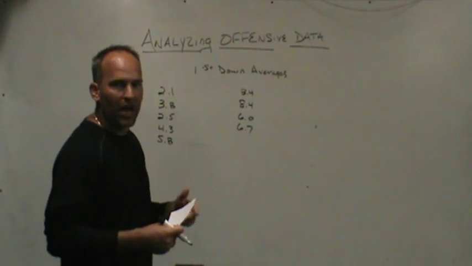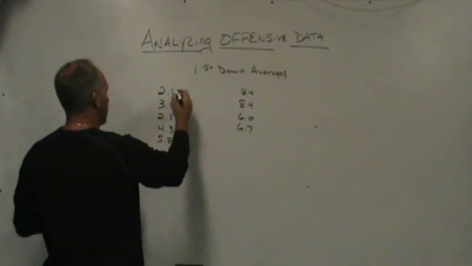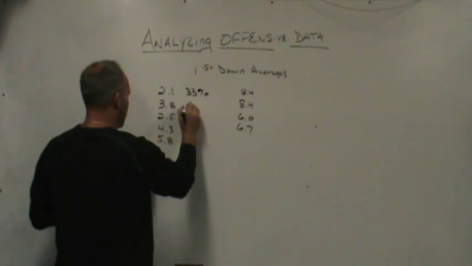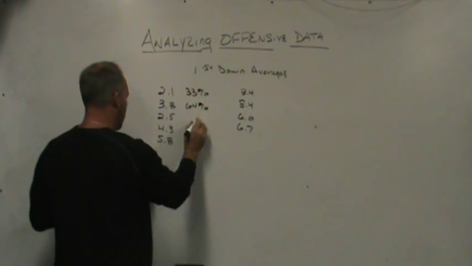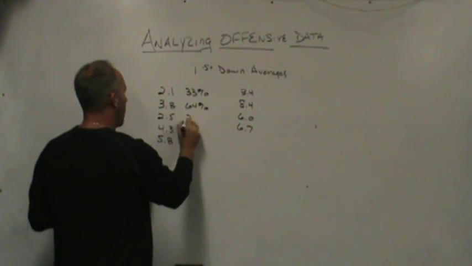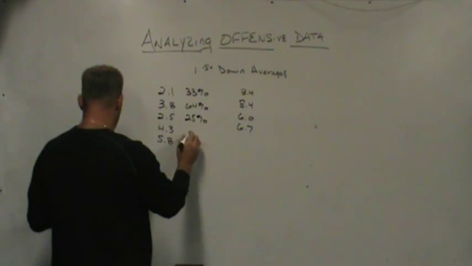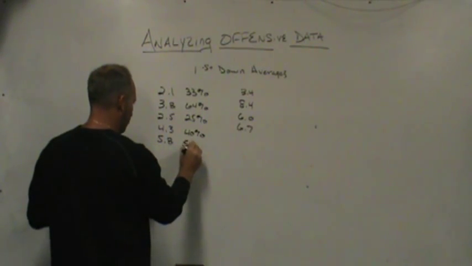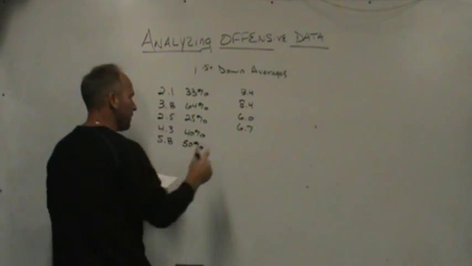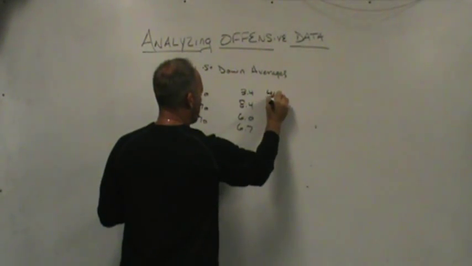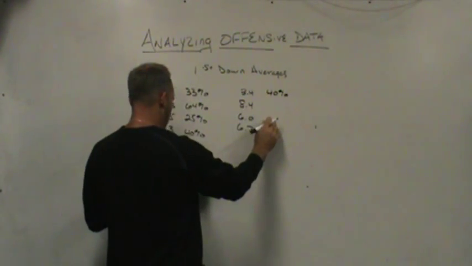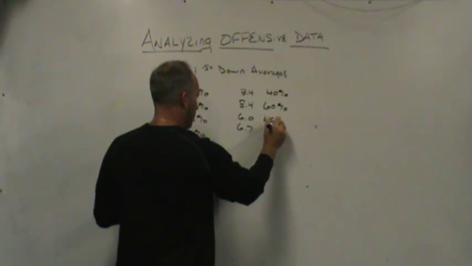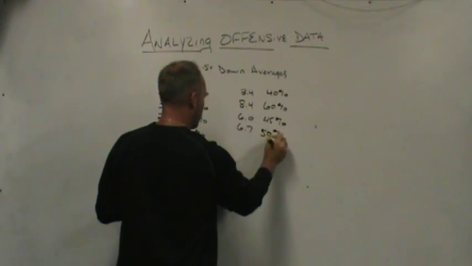Now, when you tie the 2 numbers together, I think the other crucial number is looking at your third down percentages. So we were only 33% in the game we averaged 2.1. We happen to be 64% in the game that we were 3.8, 25% in the game that we were 2.5, 40% in the game that we were 4.3, 50% in the game that we were 5.8. We happen to only be 40% in the 3.4 game here, but then we were 60% here, 45% here, and 50% here.